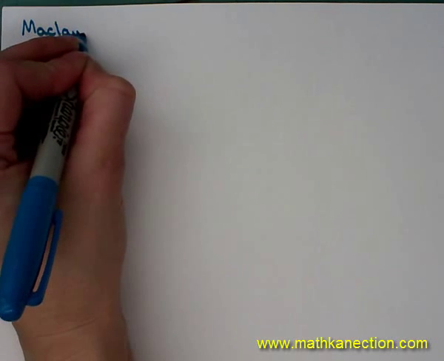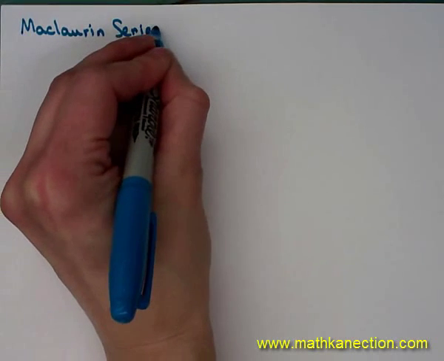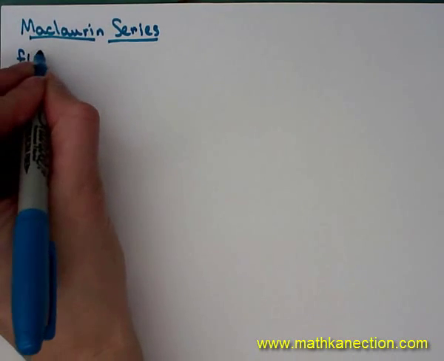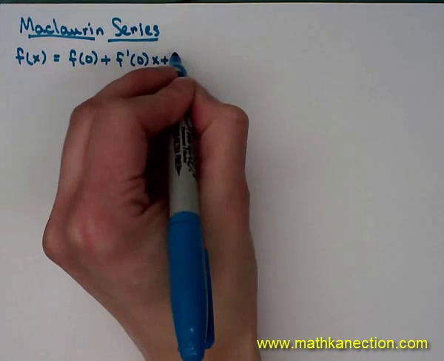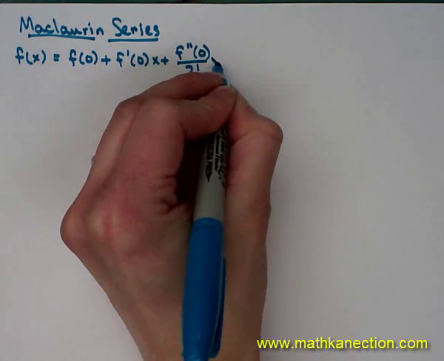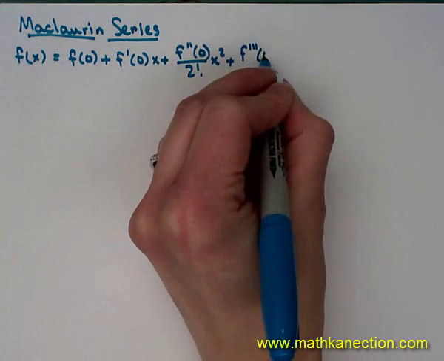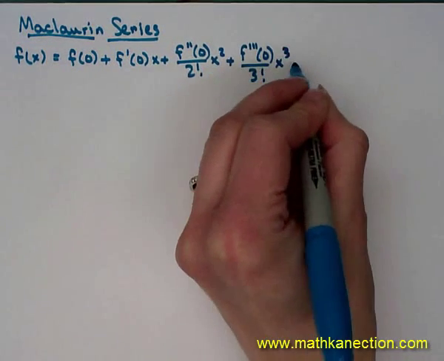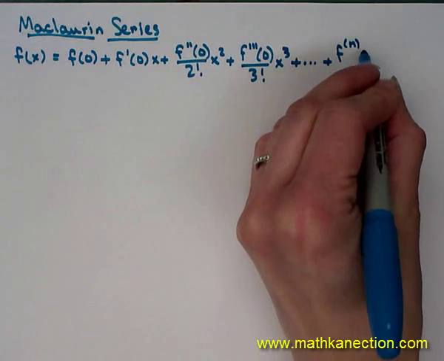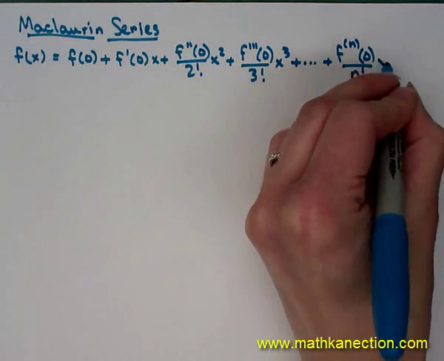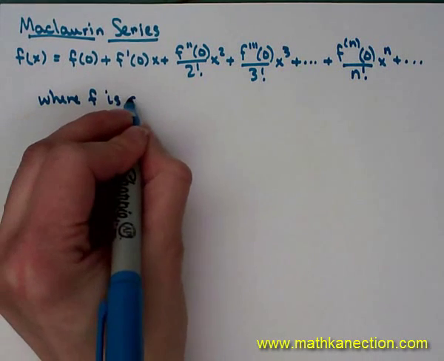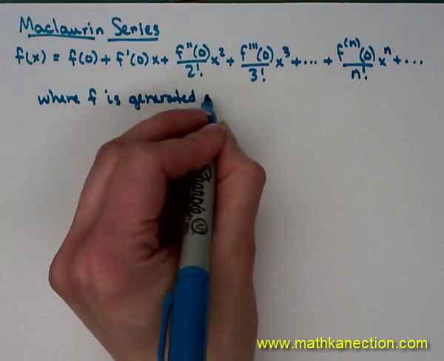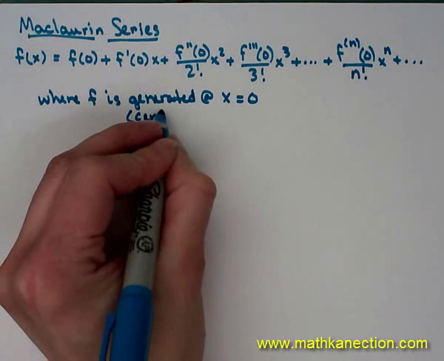And then we have the Maclaurin series, with the mathematician Maclaurin, who devised the Taylor series to be generated at x is equal to 0. So that's f of 0 plus f prime of 0 times x plus f double prime of 0 over 2 factorial x squared plus f triple prime of 0 over 3 factorial x cubed, which is the nth derivative of f at 0 over n factorial x to the n. So the Maclaurin series is the Taylor series, just generated at x is equal to 0.